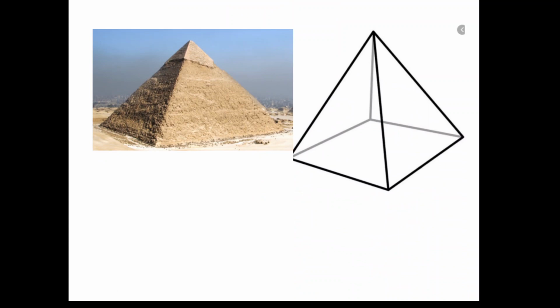Next is a pyramid. You have seen this pyramid. The pyramid you can see in Egypt, right? So this is the outline of this pyramid. How many faces? Yes, 5 faces. And you have to find how many corners and edges there are for this.